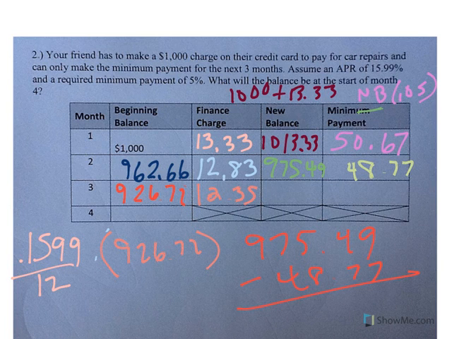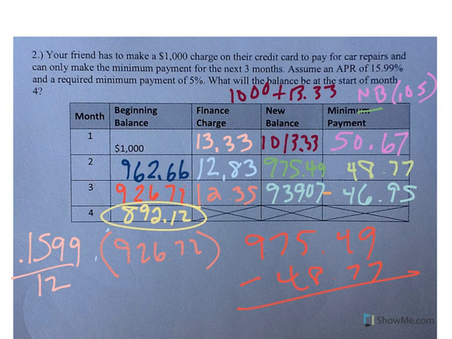And now I add those together to get my new balance of $939.07, and it should make sense. My new balance is going down, so when I multiply that by 5%, I get an even smaller payment because I owe less. So again, I subtract. When I subtract these two values, I now owe at the beginning of month 4 $892.12. So I like these problems because it really emphasizes your step-by-step.